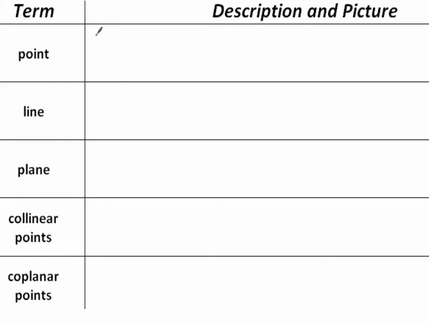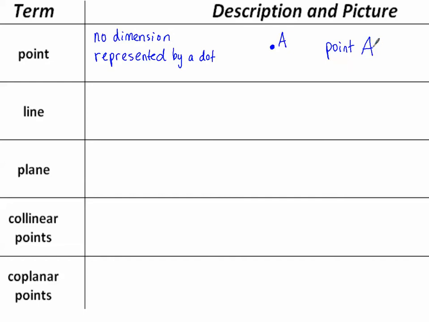A point has no dimension and is represented by a dot. That means when we draw it, we usually draw a dot. Technically, you never see a point, but we draw it as a dot. We write it using the word point and then the capital letter for what the point is called. Always a capital letter only.